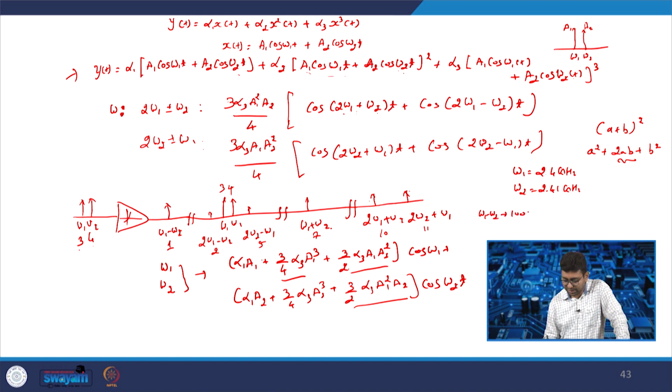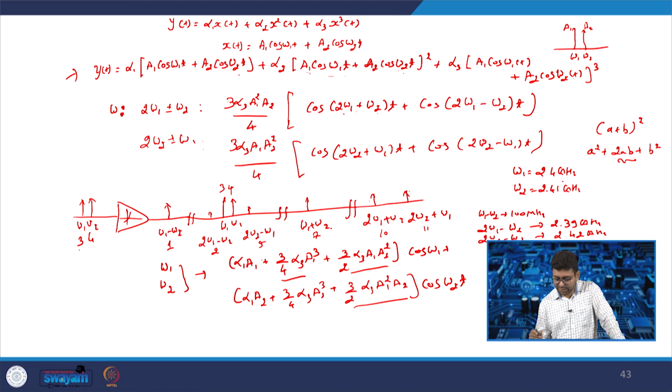It is 100 megahertz. And if you find 2 omega 1 minus omega 2 and 2 omega 2 minus omega 1, this will come roughly as 2.39 gigahertz and this will come as 2.42 gigahertz. And omega 1 plus omega 2 will be very far. It is the addition of these two, it is 4.81.